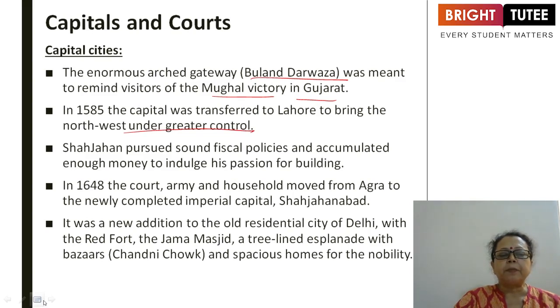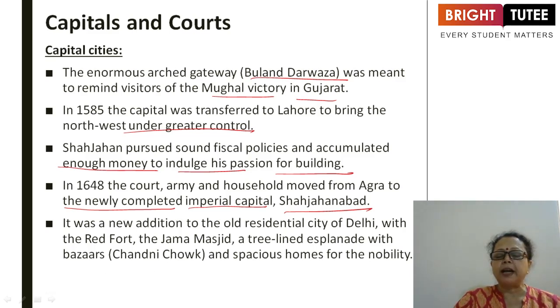Shah Jahan pursued sound fiscal policies and accumulated enough money to indulge his passion for building. Many of the buildings' architectural planning was done during the period of Shah Jahan. In 1648, the court, army, and household moved from Agra to the newly completed imperial capital Shah Jahanabad, named after the ruler Emperor Shah Jahan.